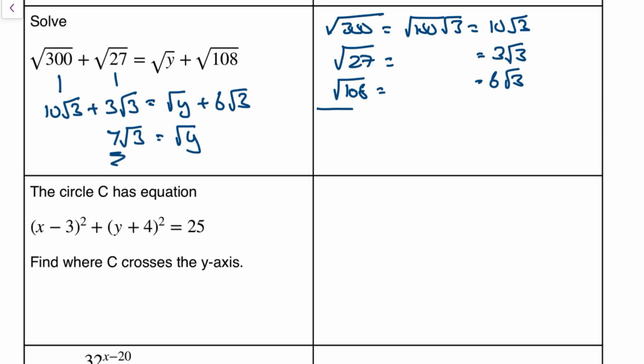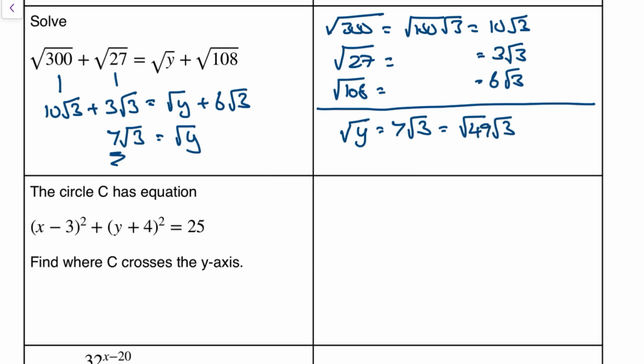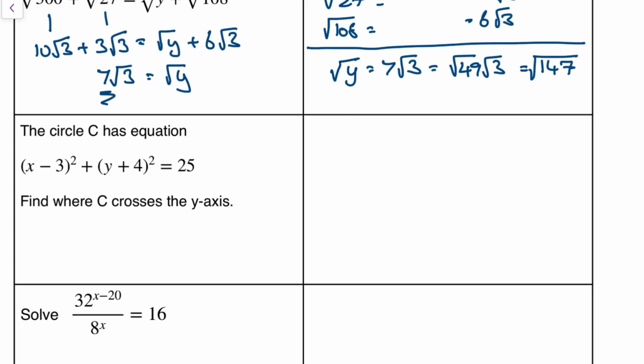So therefore, what I'll do, put this over here, is I can say root y is equal to 7 root 3. 7 is the same as root 49 root 3. And then I put the 49 inside, so that's going to give me 147. Yeah, the square root of 147. So I'm basically using surds backwards. It's a cleverly worded question.